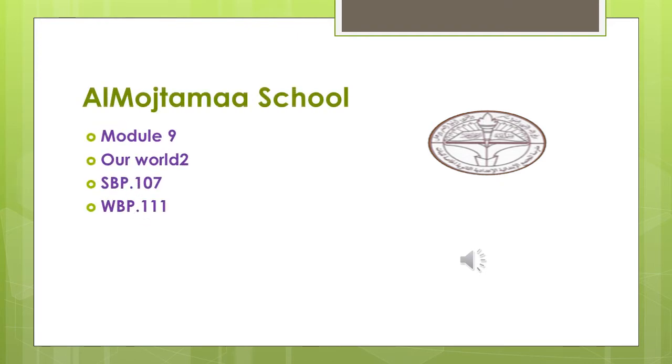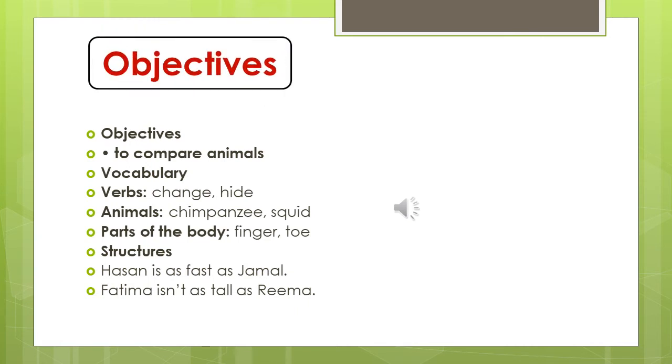Please open your student's book page 107 and your workbook page 111. Objectives. By the end of our lesson today, we will be able to compare animals using as adjective as. Vocabulary: change, height. Animals: chimpanzee, squid. Parts of the body: finger, toe.